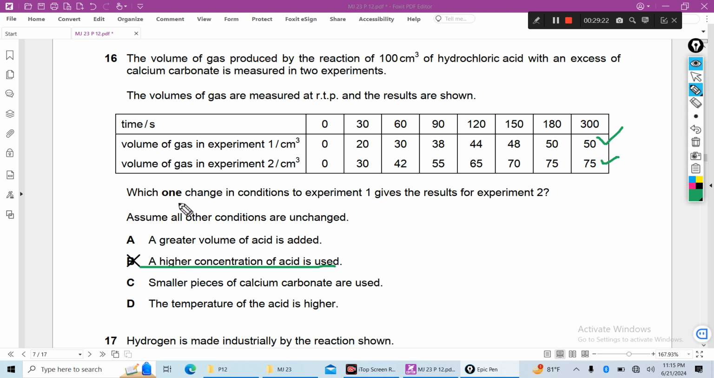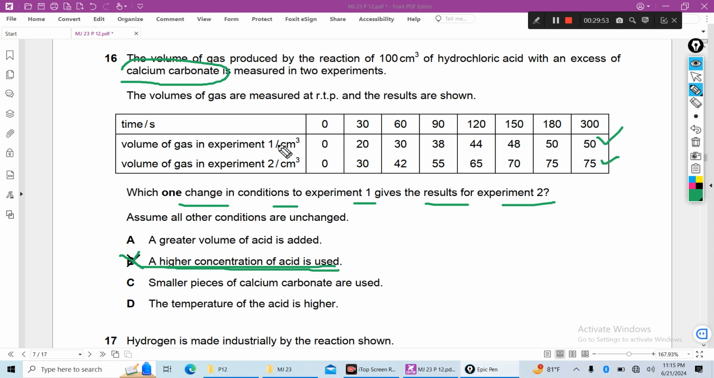so you will get more volume of gas as calcium carbonate is in excess. So answer is B. A higher concentration of acid, then more calcium carbonate will react and volume of gas will be more. So you are asking which one change in condition to experiment 1 gives the result for experiment 2.